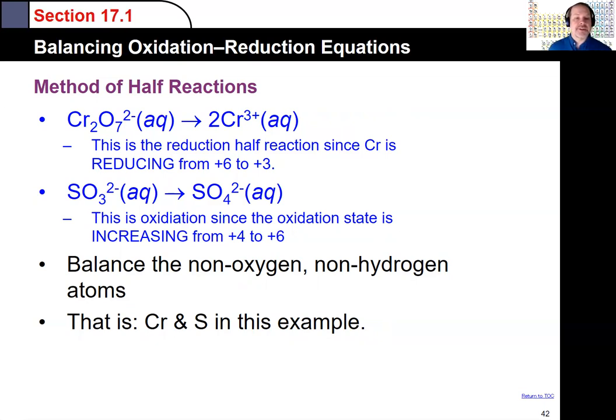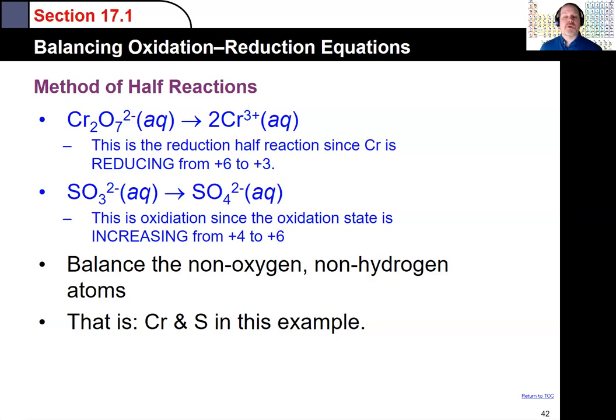So our next step is to balance the number of atoms. Oop, looks like I've already done that. And I've added 2 chromiums on the right-hand side to make sure it balances with the 2 chromiums on the left-hand side. Sulfur is already balanced. So I do those main elements first. I ignore hydrogen, I ignore oxygen in my first balancing of the atom step, okay?